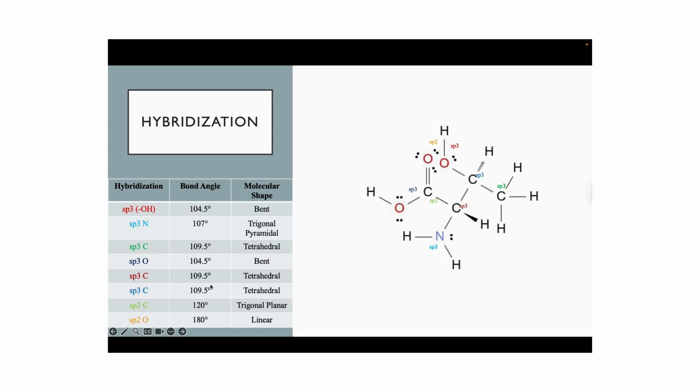And we have an sp3 carbon with 109.5 degree bonding. It will be tetrahedral, and it'll be found at one of the chirals, the second chiral. And then we will have an sp3 carbon, 109.5, tetrahedral, at the third chiral. This will be the first, and this will be the second chiral carbon. And we have an sp2 carbon with a 120 bonding angle. It will be trigonal planar, found next to the first chiral carbon. Then we have an sp2 oxygen with a bonding angle of 180, linear, found right here at the bottom left of the molecule.